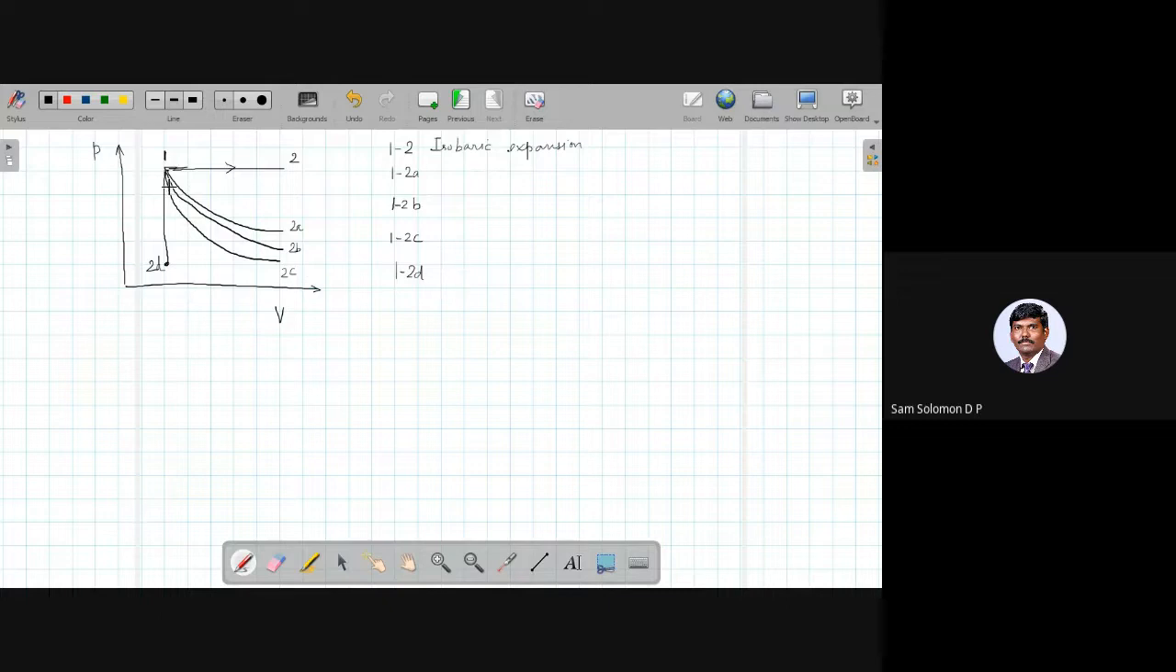So what is this 1-2D? Isochoric. What kind of process is this? Is this heat addition or heat rejection? Heat rejection. Okay, just now we saw that it is isochoric heat rejection.